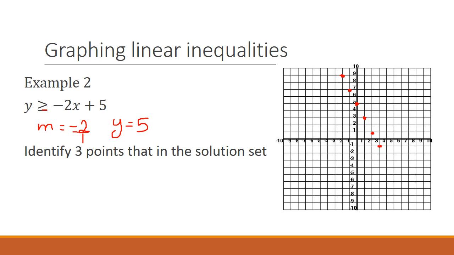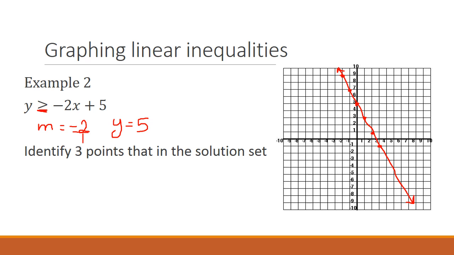And since I have an equal sign underneath the inequality, that means I'm including this line. For that reason, I'm going to have to make a solid line. Let's assume that there was no equal sign underneath the inequality. In this case, we're going to have to make a dashed line instead of a solid line to represent that the solutions on that line are not included for this inequality.